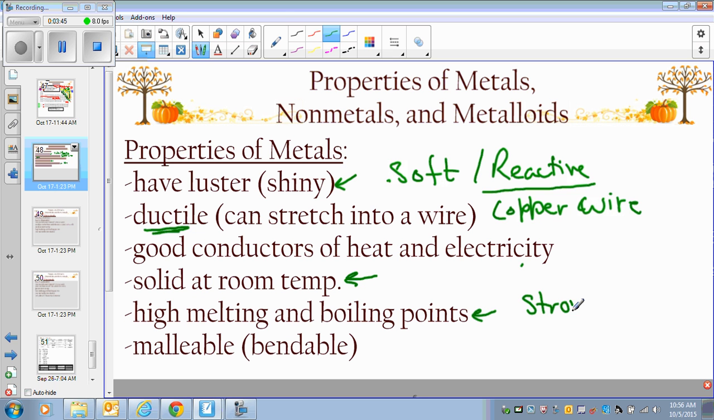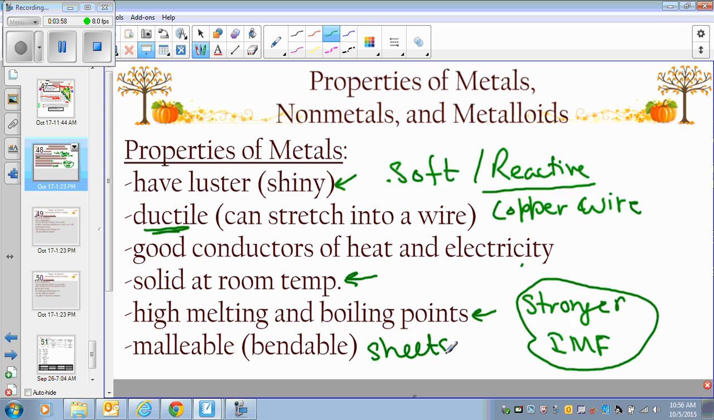That means they have strong intermolecular forces. Okay, anything that has high melting and boiling point has stronger intermolecular forces, and they're malleable. Malleable means you can turn them into sheets, like aluminum sheets, aluminum foil. So you have to memorize the properties of metals. Metals are very soft, they are shiny, they're ductile, malleable, have high melting and boiling points, they're solid at room temperature, and they're very good conductors of heat and electricity.